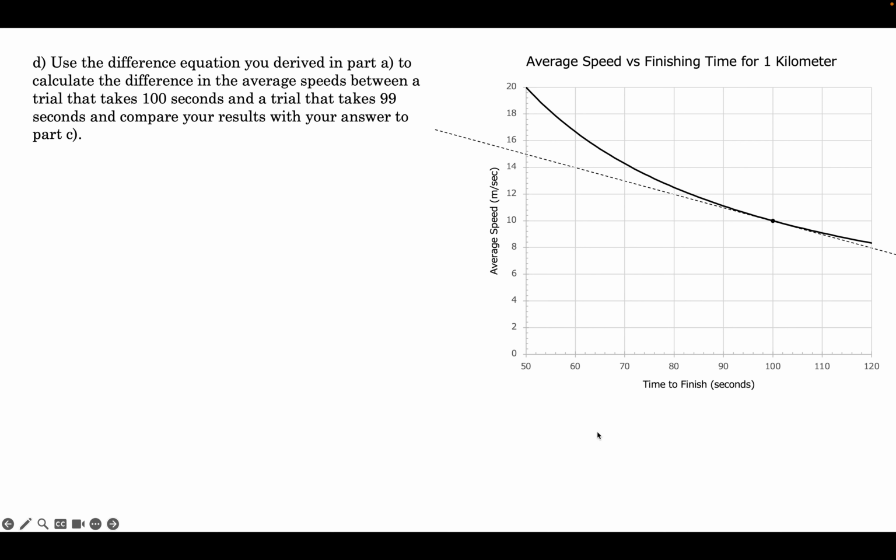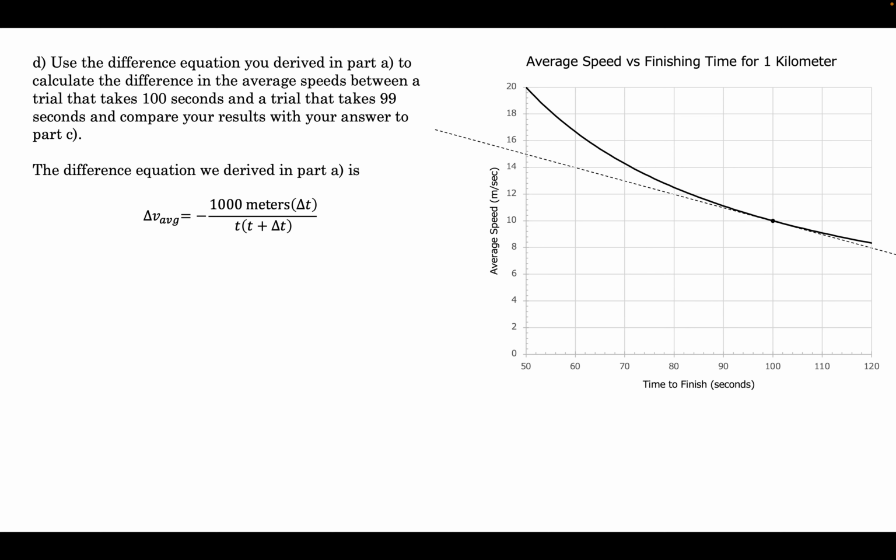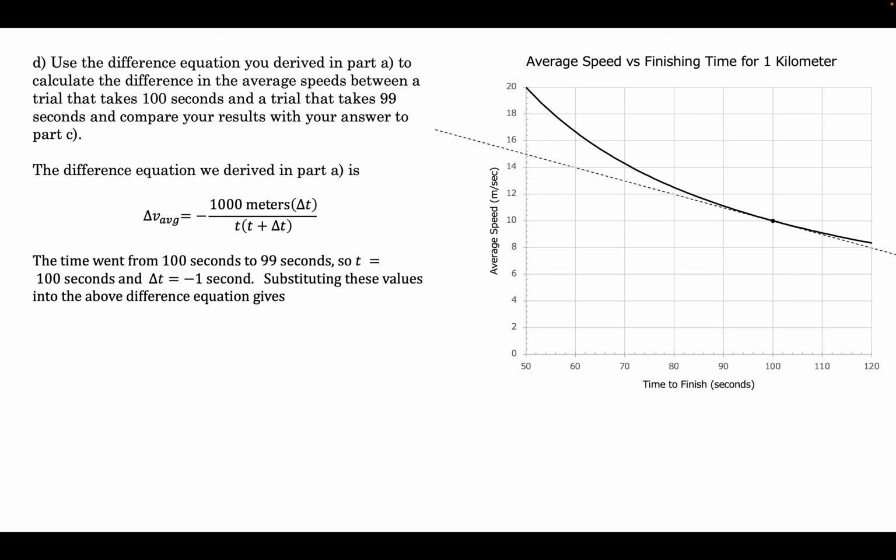Use the difference equation we derived in part A to calculate the difference in the average speeds between a trial that takes 100 seconds and a trial that takes 99 seconds. So here, we're not going to use the normal equation twice and subtract the results. We're going to use the difference equation directly. There's the difference equation that we derived. And we're going to plug in 100 seconds for T and -1 second for delta T. We're not going to use the 99 seconds in this equation.